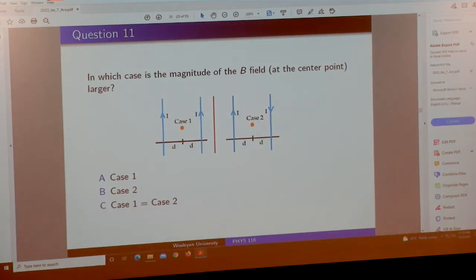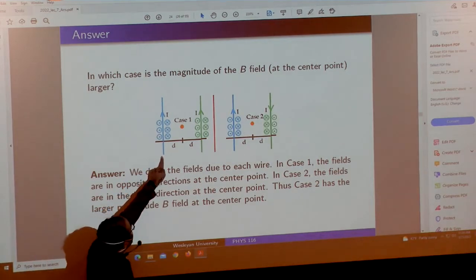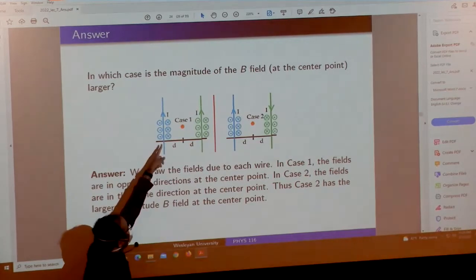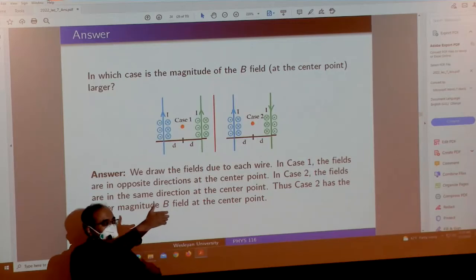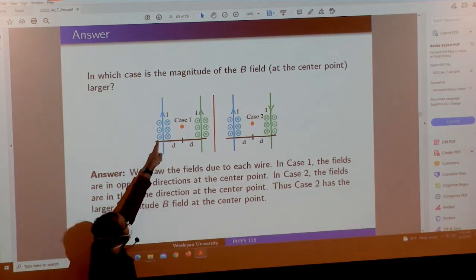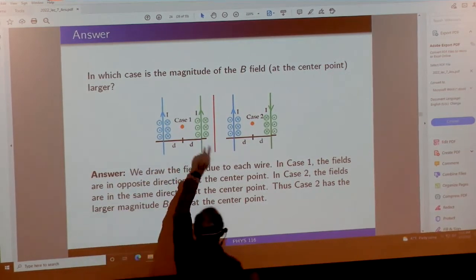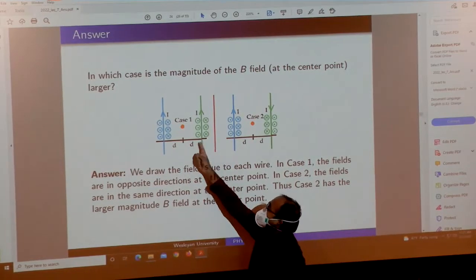Mostly B. B is correct. So we can see it over here. If I look at the magnetic field due to this wire, remember, it wraps around in circles around the wire. So at some point it's going into the screen, at some point it's coming out of the screen. On the left of this wire, it comes out, on the right, it goes in. Similarly over here, on the left of this wire, it comes out, on the right, it goes in. It's looping like that.